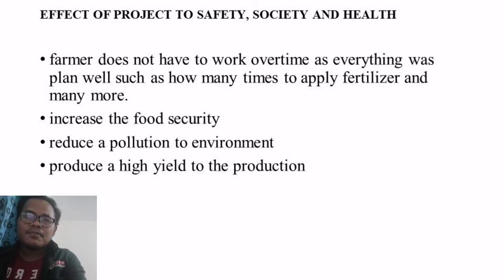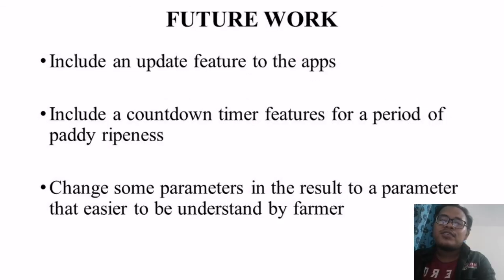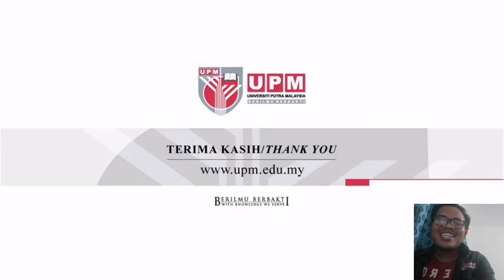As a conclusion, an app-based bookkeeping system for farmers to record all required information on the ground was successfully developed, and farmers can analyze their farm performance from the output obtained from the app. For future works, it is suggested to include an update feature in the app, include a countdown timer feature for the period of paddy ripeness, and change some parameters in the result to parameters that are easier for farmers to understand. I think that's all from me.